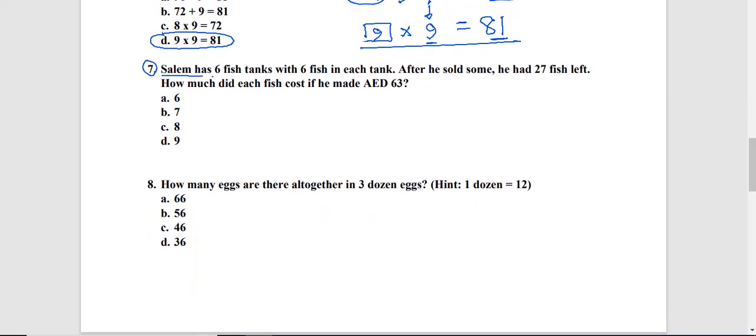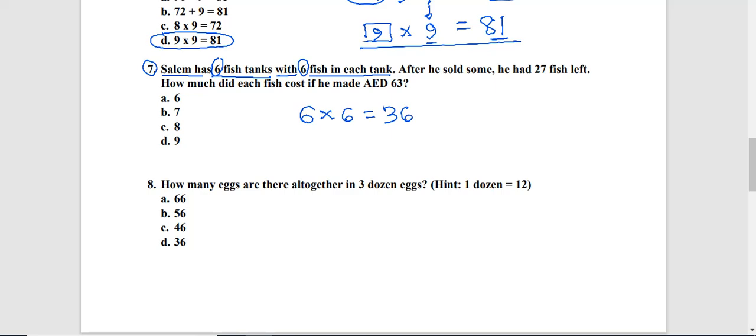Salim has 6 fish tanks. How many fish tanks? 6. With 6 fish in each tank. So if there are 6 fish tanks, in one fish tank alone, there are 6 fishes. So that means for 6 tanks, it's going to be 6 multiplied by 6 to know the total number of fish inside the 6 tanks. And 6 times 6 gives 36.